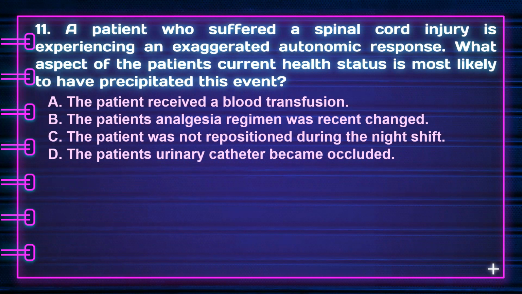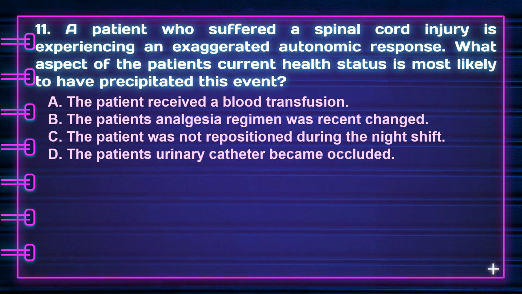Of course, when there is a spinal cord injury, a distended bladder can exacerbate the autonomic response. So the best answer for number 11 is letter D. If there is an occlusion of the urinary catheter, that can cause a distended bladder, and it's actually one of the most common causes of autonomic dysreflexia.